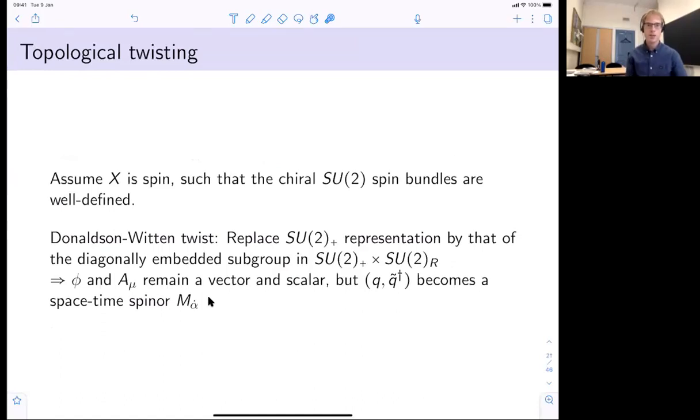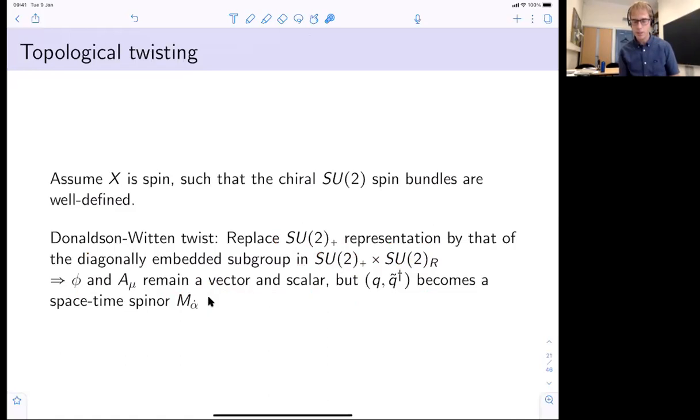So why am I discussing all these rather formal aspects? Well, assume that X is spin, such that then we have chiral SU2 bundles. SU2 bundles are well defined, then we can do the so-called Donaldson-Witten twist of the theory, which means to replace one of the SU2 factors of the rotation group by that of the diagonally embedded subgroup of SU2+ times SU2R. Then phi and A_mu remain a scalar and a vector as in the vector multiplet, because they are scalars under SU2R. But Q and Q tilde dagger become spacetime spinors, because they are singlets under SU2+, but they are spinors under SU2R.